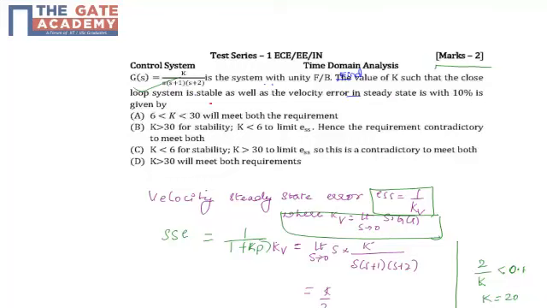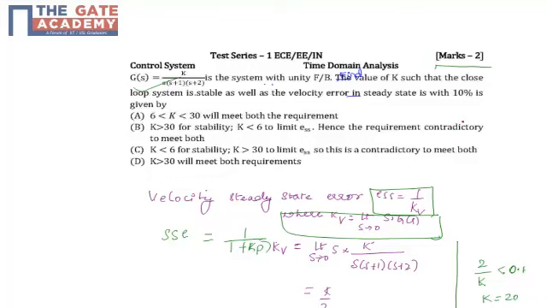So G(s) is equal to K by s(s+1)(s+2), a system with unity feedback, and we have to find the value of K such that the closed loop system is stable, as well as the velocity error in the steady state should be 10%. So we have to find the value of K which will satisfy two conditions: it should be stable, and the velocity error should be within 10%.